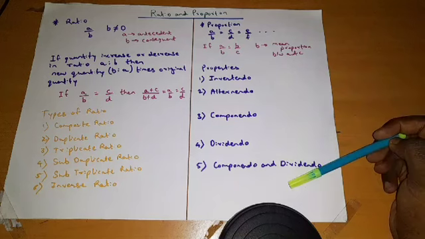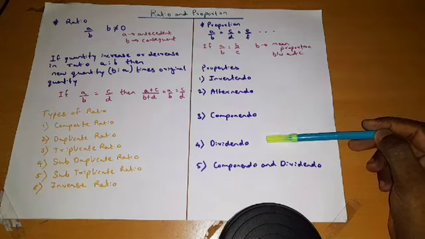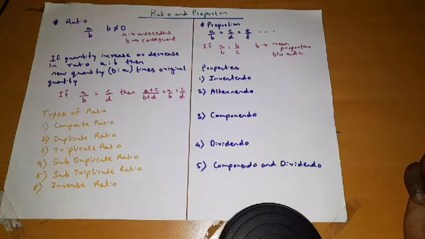These four or five properties: invertendo, alternendo, componendo, dividendo, and componendo-dividendo. It all depends on you which property to use, which method to use. The method I know, I will tell you, but it all depends on you. The aim of the lecture is that you get the answer correct. In exams, I don't know for all boards, especially a few boards, the answer is very important.